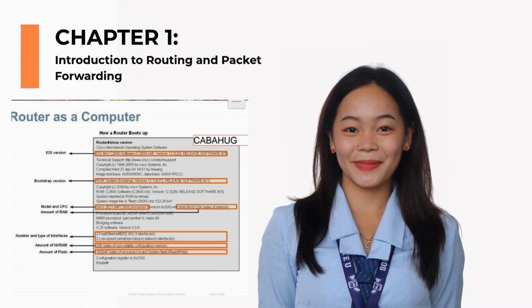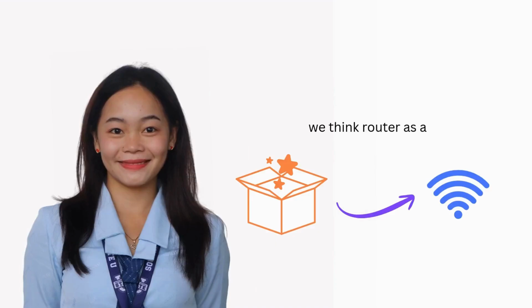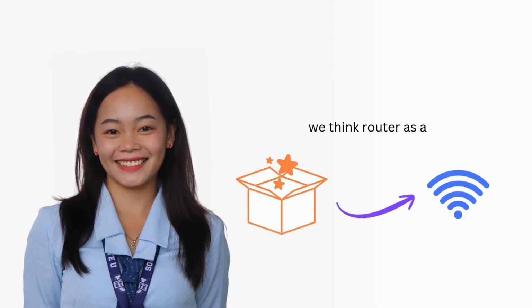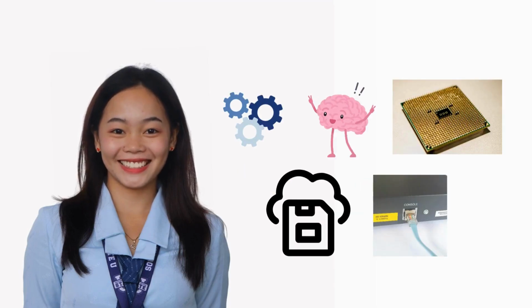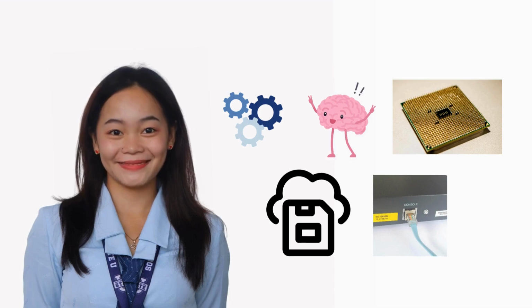In our PPT report, Chapter 1, Introduction to Routing and Packet Forwarding, we'll be learning about the router, one of the most important devices in networking. Most of us think of a router as just a magic box that gives us internet. But in reality, a router is very similar to a computer. It has an operating system, memory, CPU, storage, and interfaces. Let's break them down one by one.